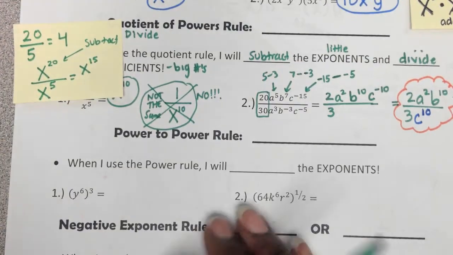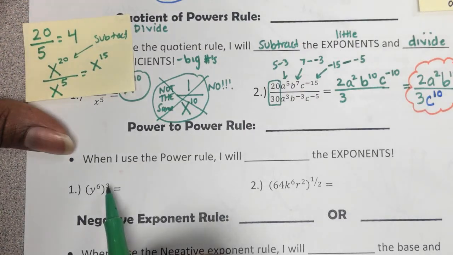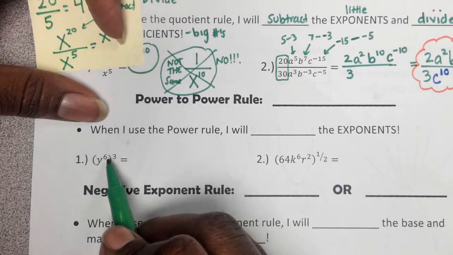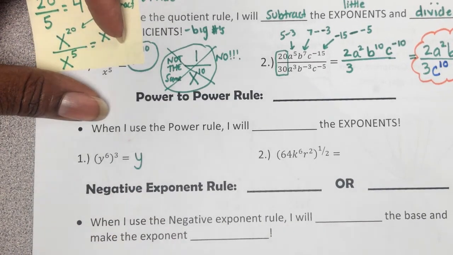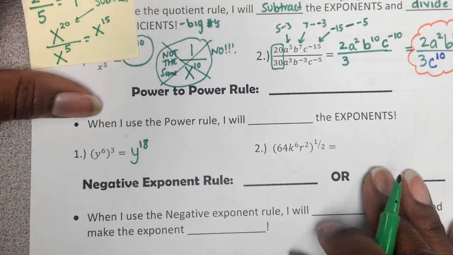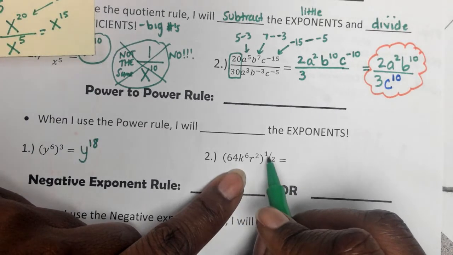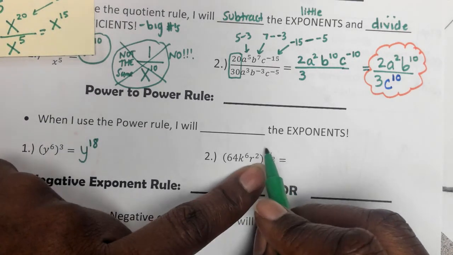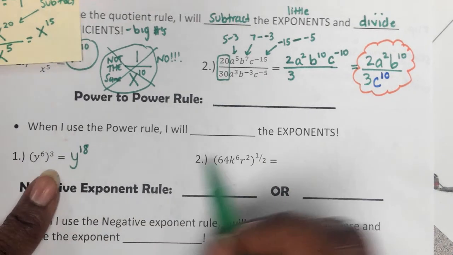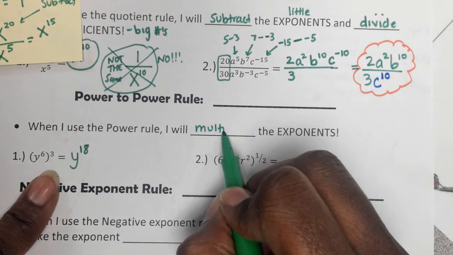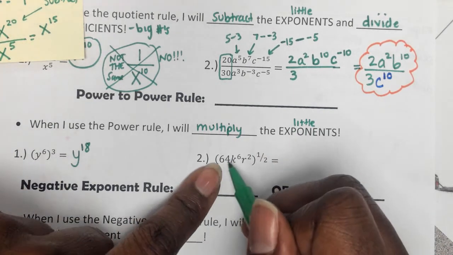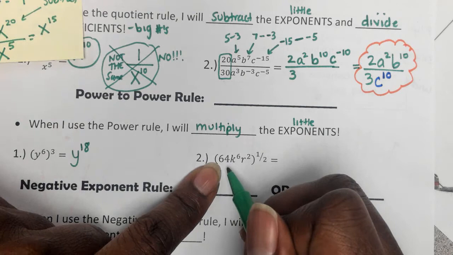So take a look here. When you see that power right on the outside of the parentheses, you're going to multiply it times anything else on the inside. So this will be y to the 18. Over here, this 1/2, I know it looks weird, but it is supposed to be a power of 1/2. So remember, we will, sorry, I forgot to write it in, we will multiply the exponents, but we will not multiply the big daddies or the coefficients in the front.